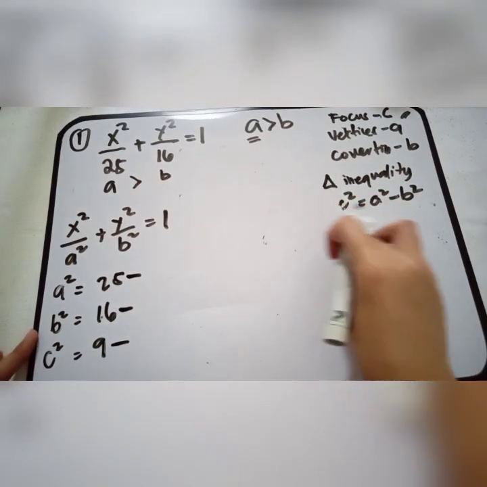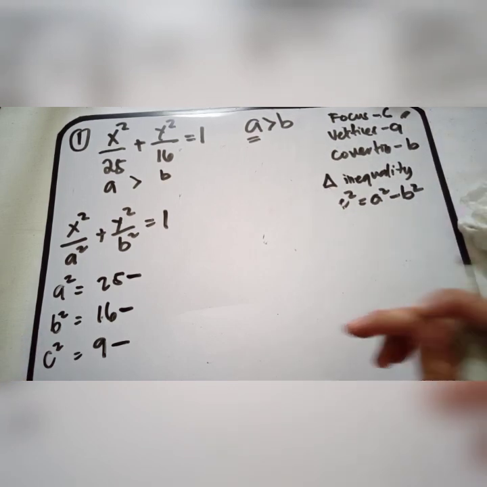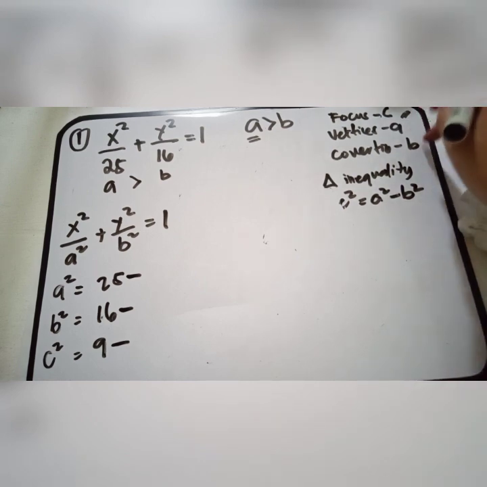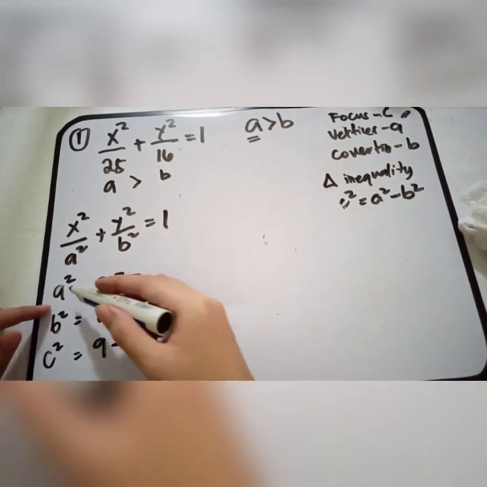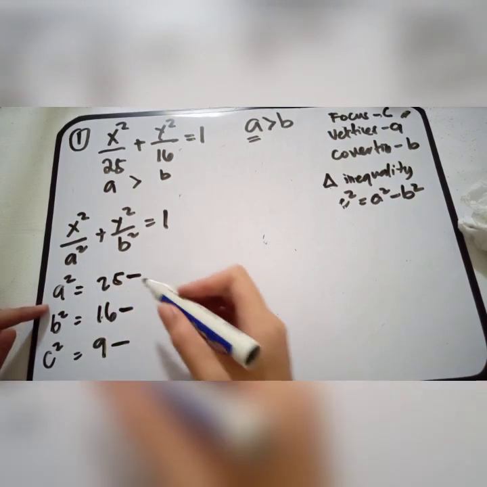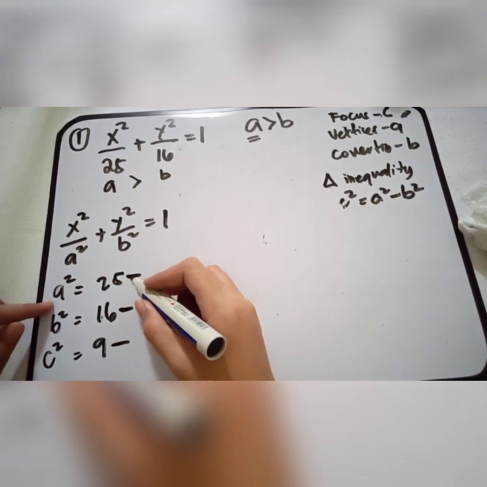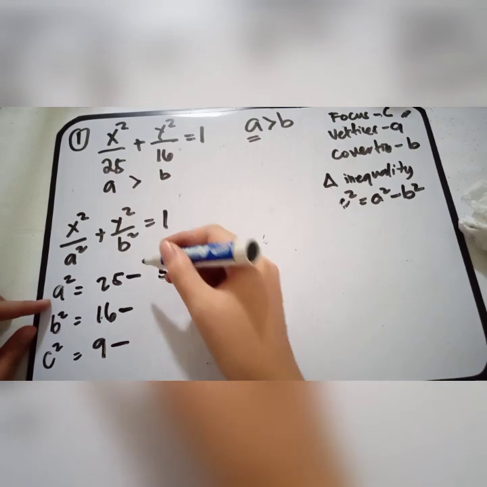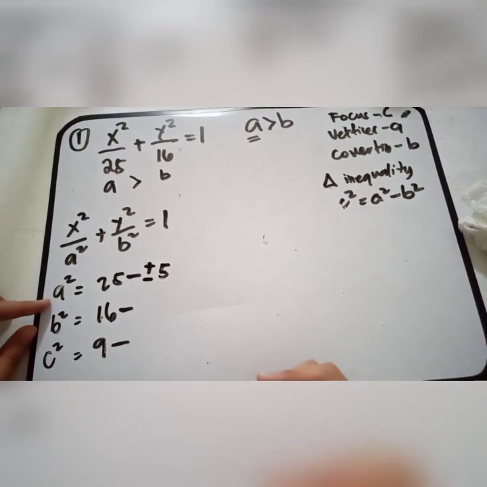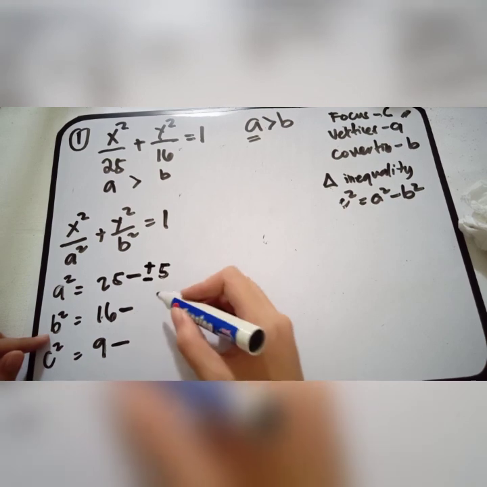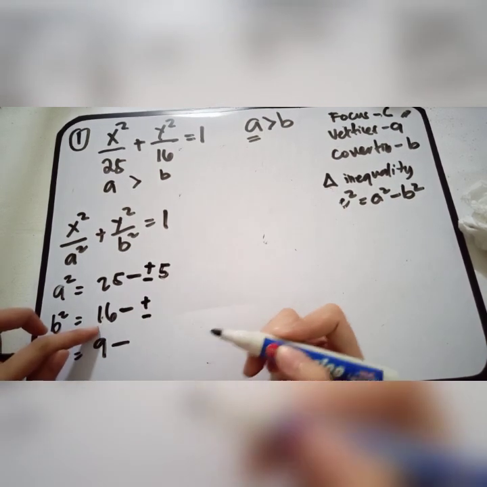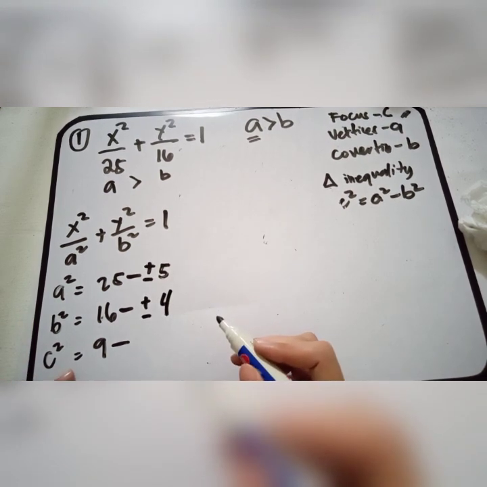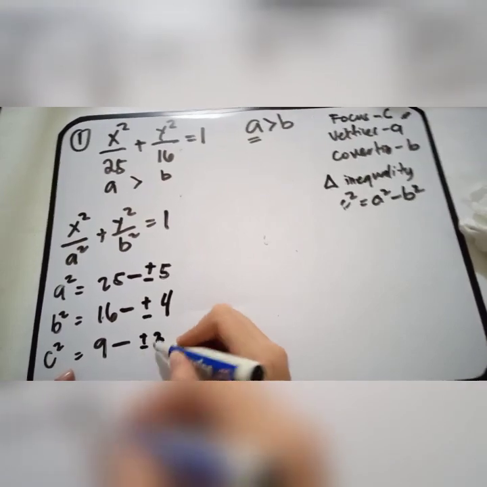Having this, we have to find the values of A, B, and C, because as we said earlier, the values of the focus and the vertices, C, A, and B, have no squares. So you have to get rid of the squares for A, B, and C. For A, what is the square root of 25? It is 5, so here we write positive, negative 5. For B, positive, negative. What is the square root of 16? It is 4. Very good. What is the square root of 9? It is positive 3. We got that earlier.